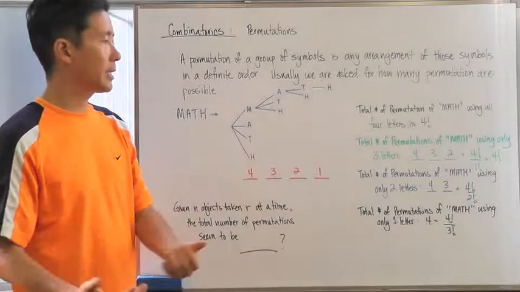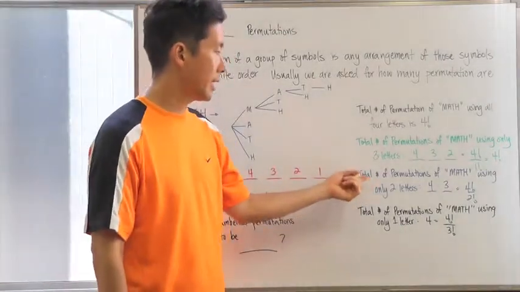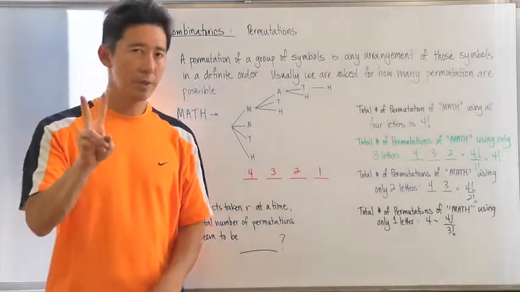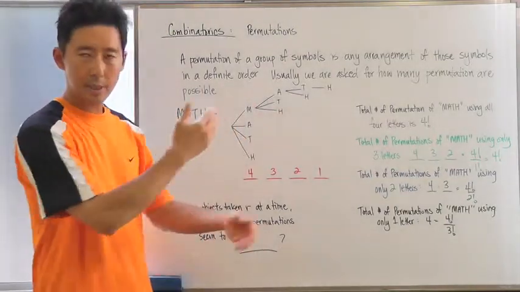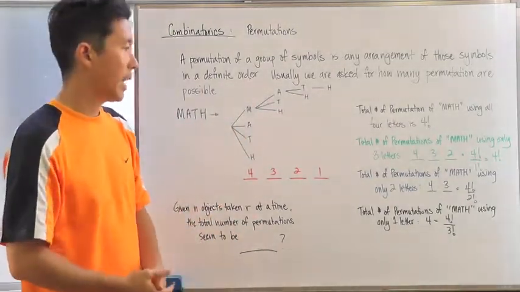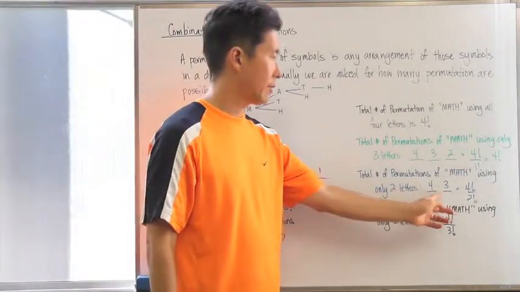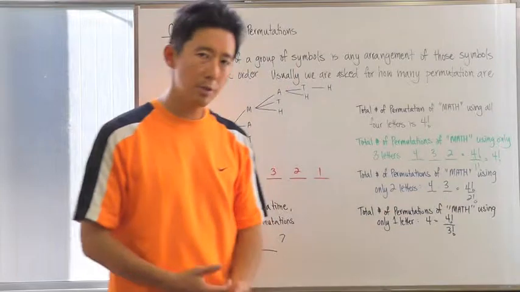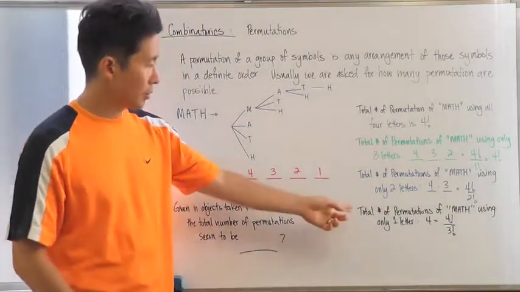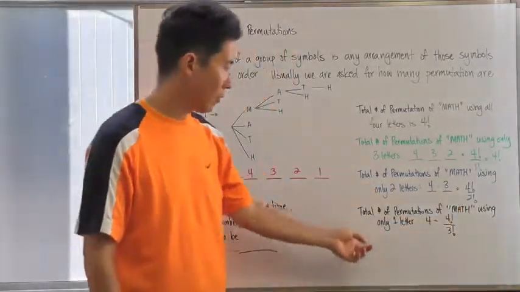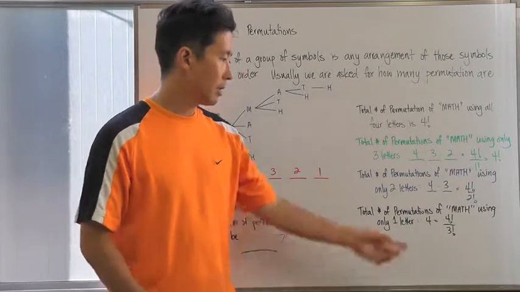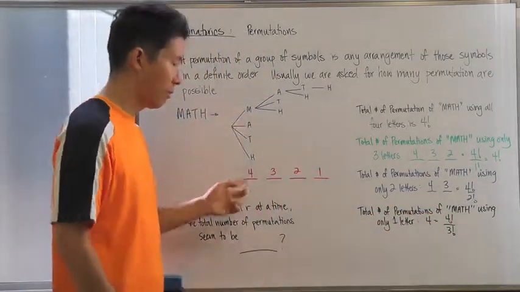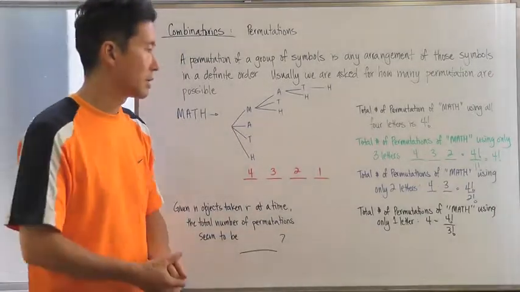Now let's continue with this and say what happens if we look at the total number of permutations of math using only 2 letters this time. And I think everybody's kind of getting an idea of what's happening. In other words, we only have 4 times 3. That's the same thing as 4 factorial divided by 2 factorial. And then the total number of permutations of math using only one letter is going to be 4 factorial divided by 3 factorial, because there's only 4 different letters that we can use.